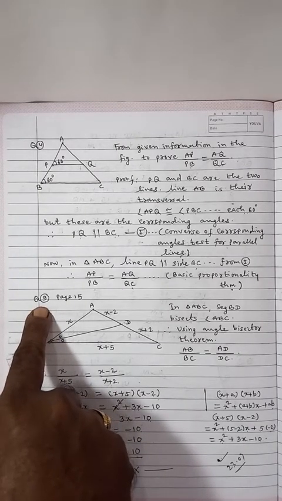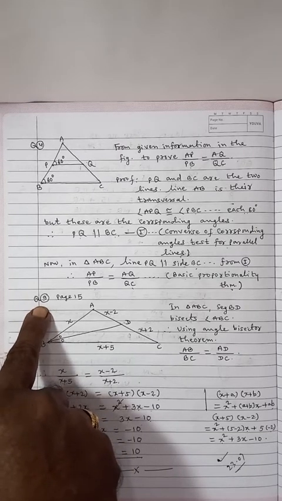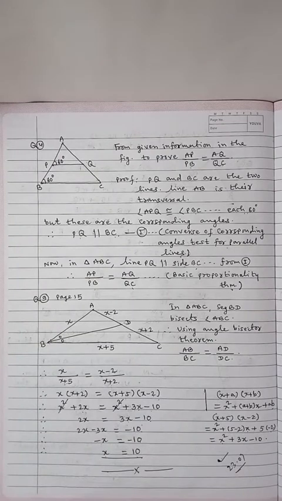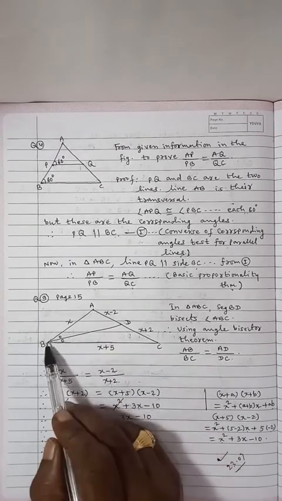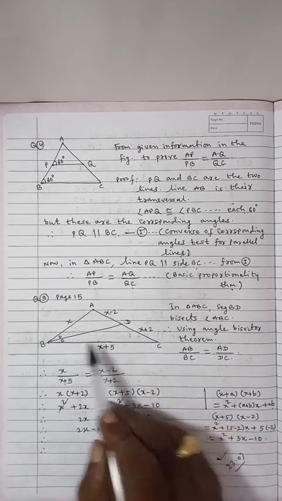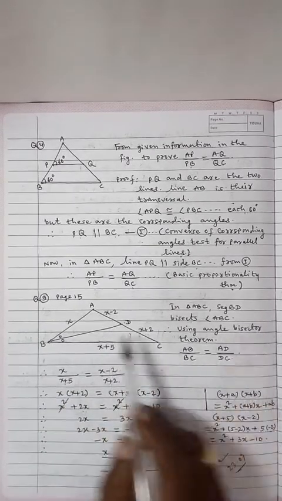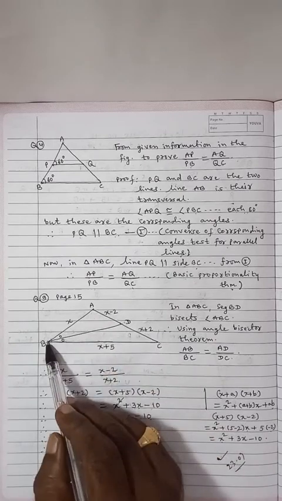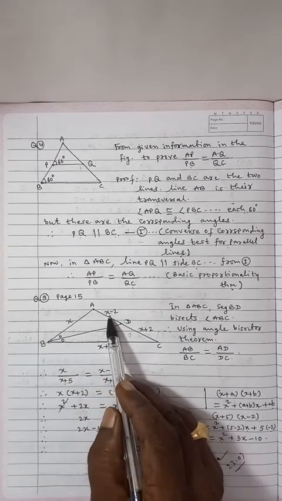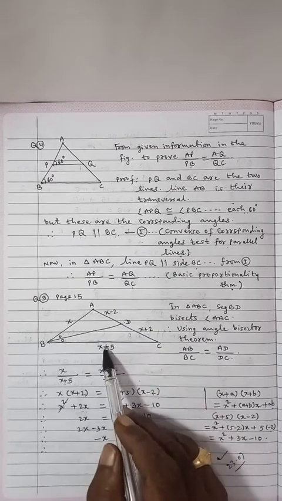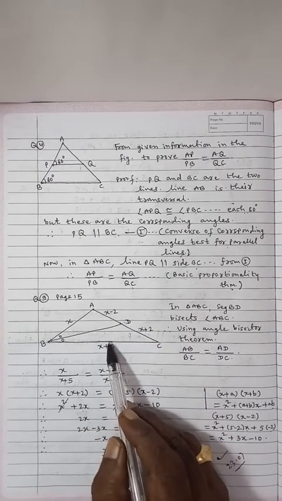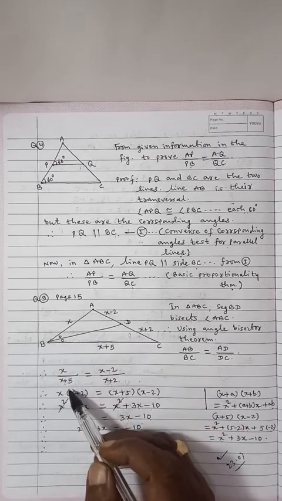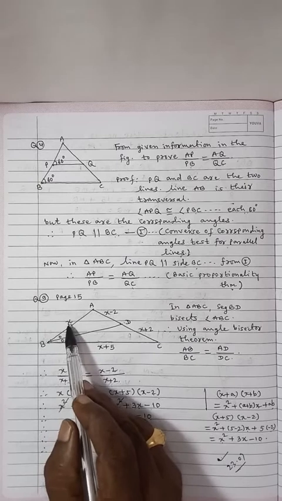I am not solving all the problems. Some of the remaining problems you people have to try. So, see here in the figure, what is given? In triangle ABC, BD bisects angle ABC. Now AB is equal to x, AD is x minus 2, DC is x plus 2, BC is x plus 5. Lengths of the segments are given. Now pay attention, we have to find the value of x.